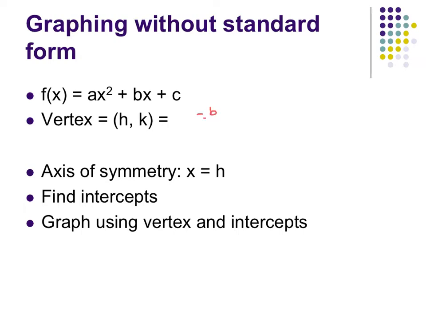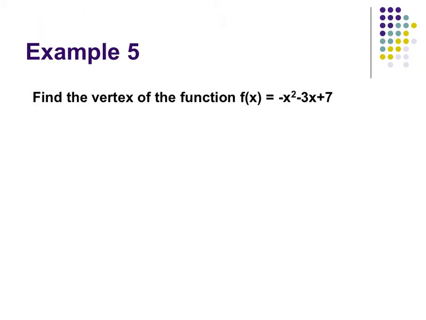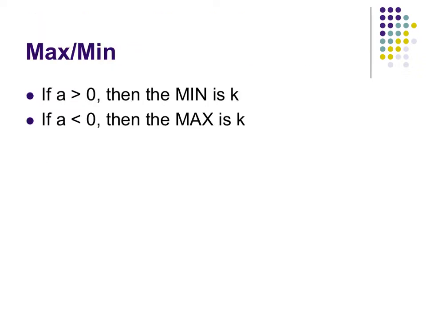And then we talked about what happens if you don't want to put it in standard form, which is that negative b over 2a. Take it, plug it back in to get the k coordinate of your vertex. We worked through this example. We talked about max and min. If it opens upward, it has a min. If it opens downward, it has a max. Both of them are just k.